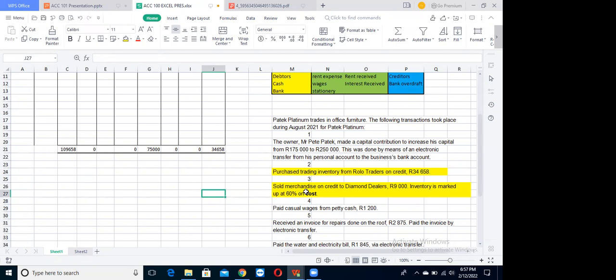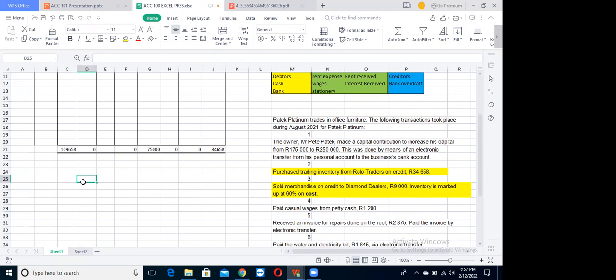So we are told that we sold merchandise on credit to diamond dealers of 9,000 rand. And then we are told that inventory is marked up at 60% on cost. Why are we told this second part? We will deal with it later. Firstly, let us identify the two accounts involved, which is our first step.